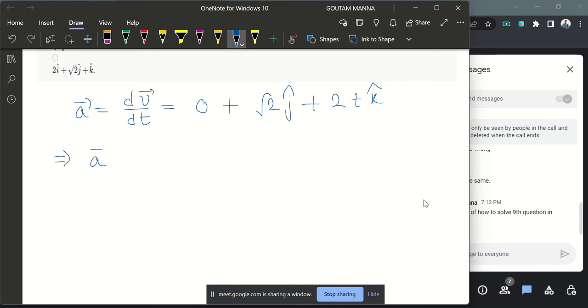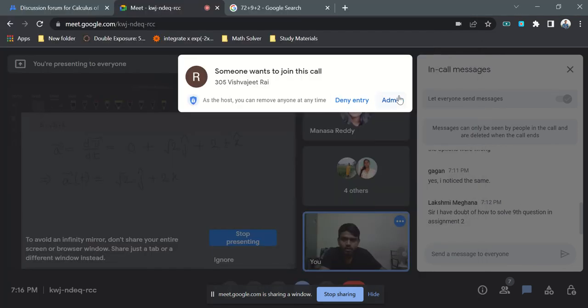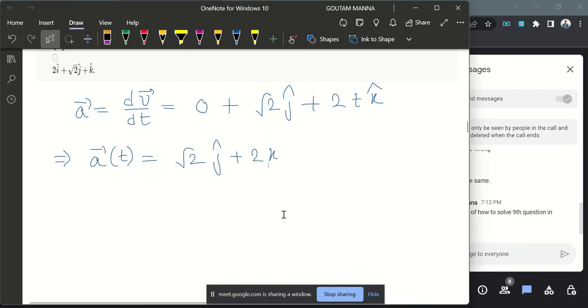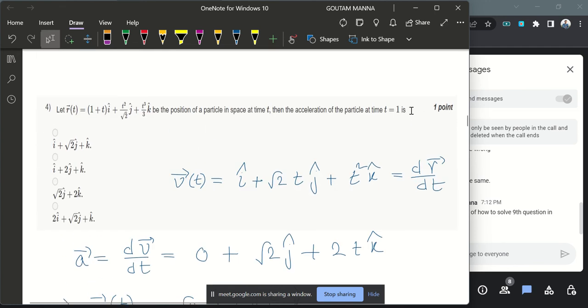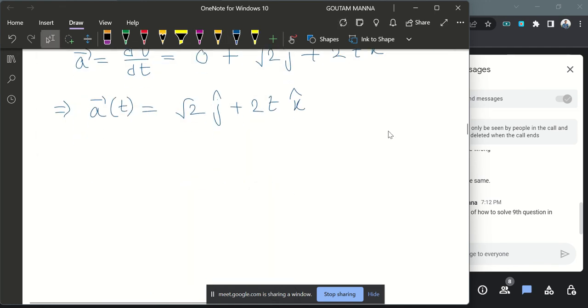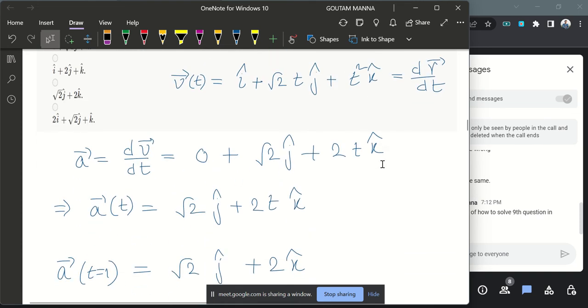So we are getting the acceleration as root 2 j hat plus 2t k hat. Now you have to find the acceleration at t equal to 1. So a at t equal to 1, just put t equal to 1, is root 2 j hat plus 2 k hat. So the correct option is the third one.